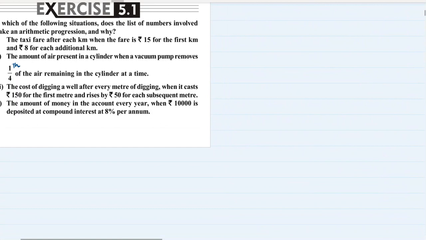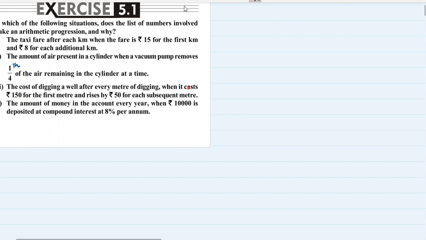Okay, let's go to the next question. The third question, cost of digging a well: it costs rupees 150 for the first meter and rises by rupees 50 for each subsequent meter. Now this question is exactly like the taxi question, where the amount for each subsequent kilometer was increasing by rupees 8. Here the cost of digging every subsequent meter rises by rupees 50.